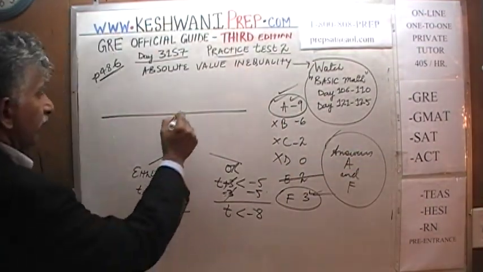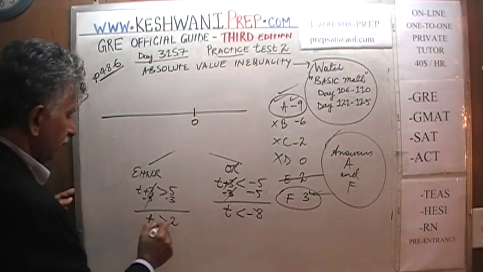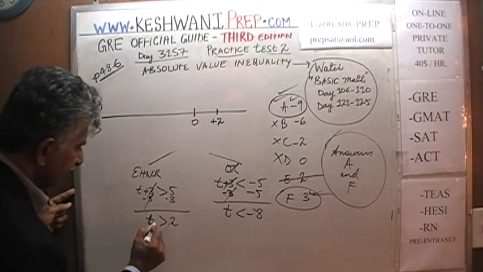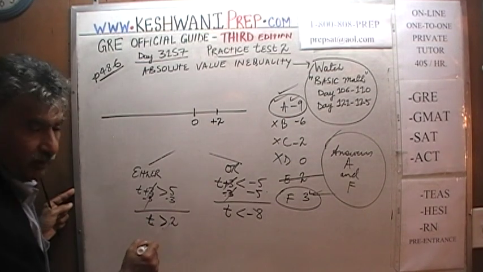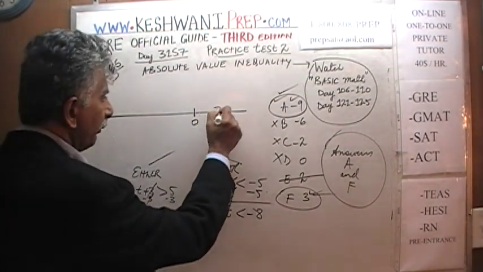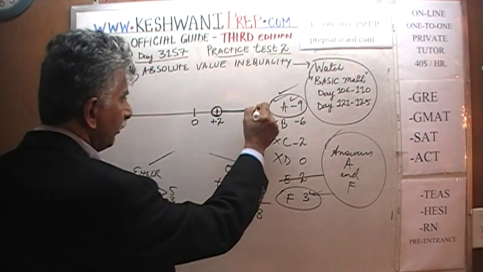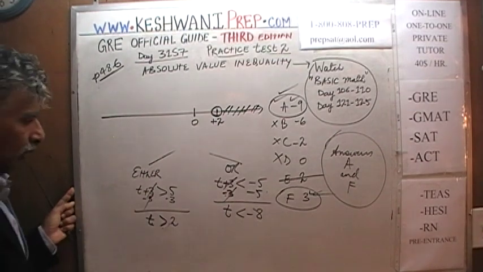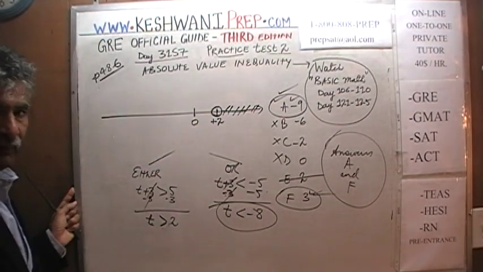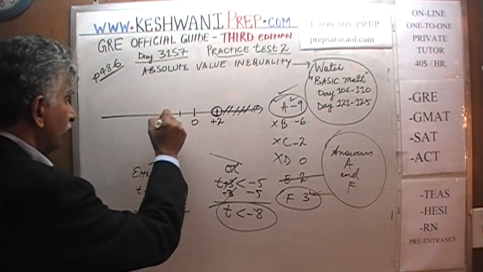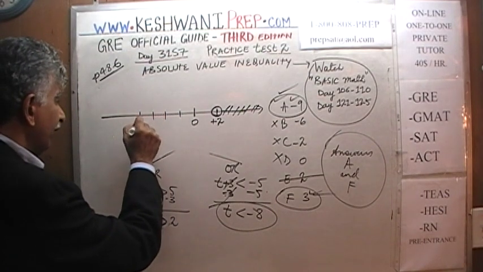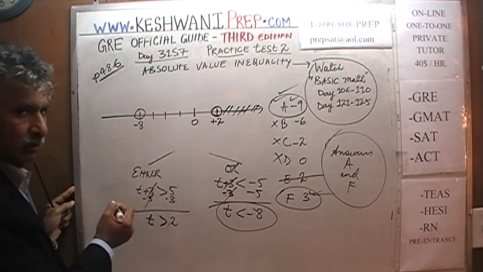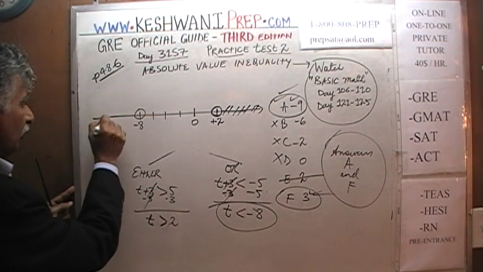So here, let's put a 0 here. 0 is right here. Let's put a 2 here, positive 2. And we are told that t has to be more than 2. We don't have an equal sign there, which means wherever the 2 is, we put an open circle, and the line goes like this. Go forever. Anything more than 2 would work. Or t is less than negative 8. So here we go. 2, 4, 6, and 8. This is negative 8. And again, because it's not equal to, it cannot be a closed circle, it has to be an open circle. And anything less than that would also work.